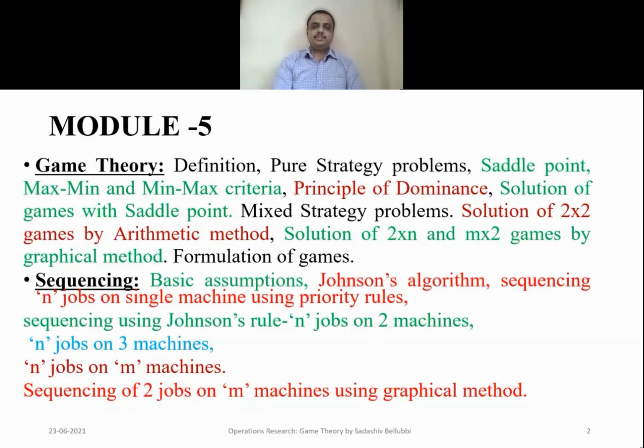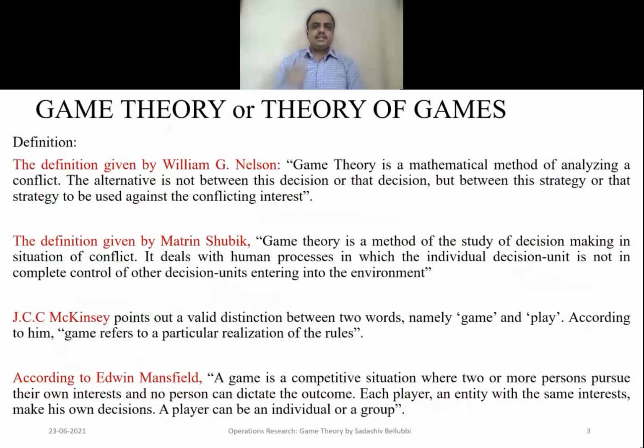who have given different definitions for game theory. As per William G. Nelson, a game theory is a mathematical method of analyzing a conflict. The alternative is not between this decision or that decision, but between this strategy or that strategy. So instead of saying decision, we are supposed to use this strategy or that strategy.